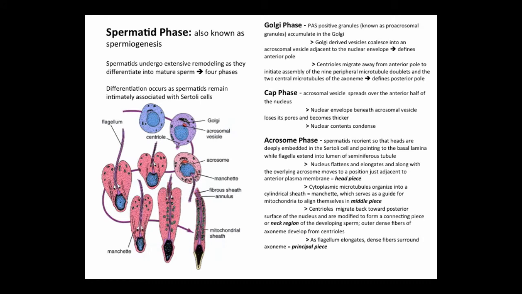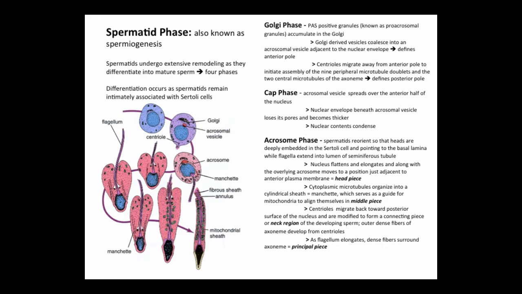The acrosome phase: spermatids reorient themselves so the heads are now deeply embedded in the Sertoli cells and pointing to the basal lamina, while the flagella extend into the lumen of the seminiferous tubule. In the acrosome phase, the nucleus flattens and elongates along with the overlying acrosome, moves to a position just adjacent to the anterior plasma membrane, and that gives rise to the future headpiece of the sperm.